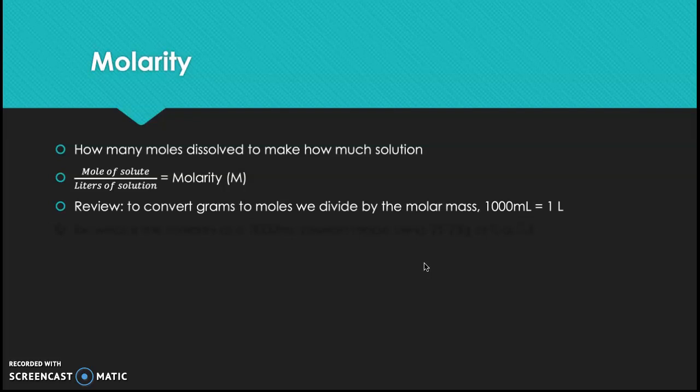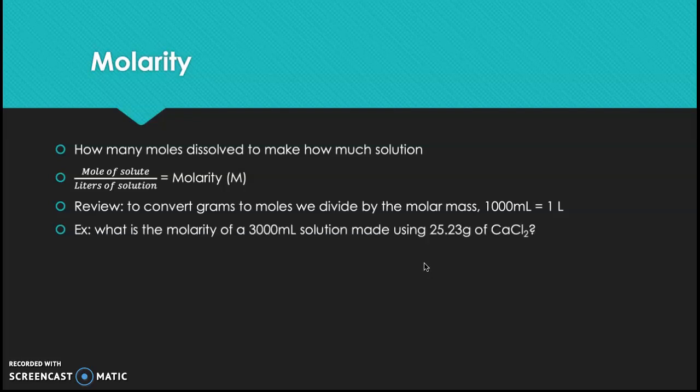Now to review, we need to convert grams to moles. We divide by the molar mass. And 1,000 milliliters equals 1 liter. So if we see like 2,000 milliliters as our liters of solution, we would know that that is actually equal to 2 liters. So an example here, what is the molarity of a 3,000 milliliter solution made using 25.23 grams of CaCl2?